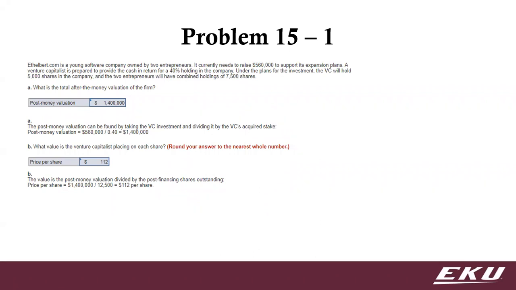And then what do they place on each share? Again, we just have the 1.4 million divided by the 12,500 shares, right? And so that tells you how much the venture capitalist is placing on those shares, because effectively he is saying the other person's shares are worth that.